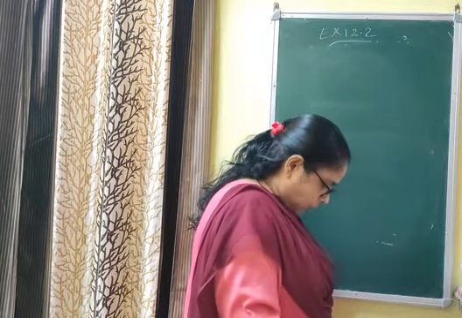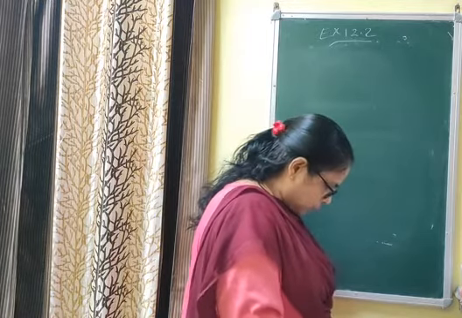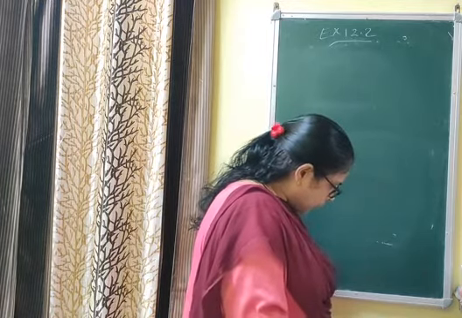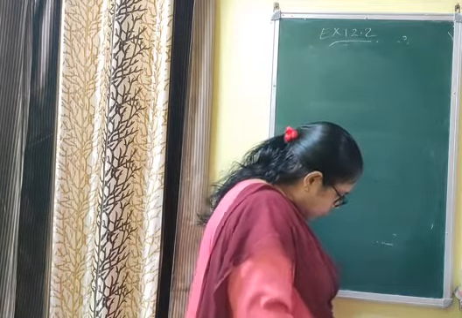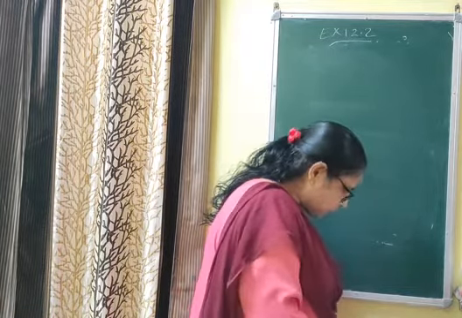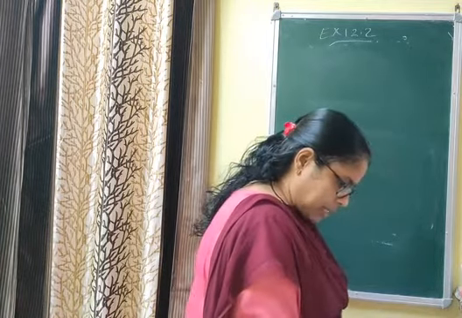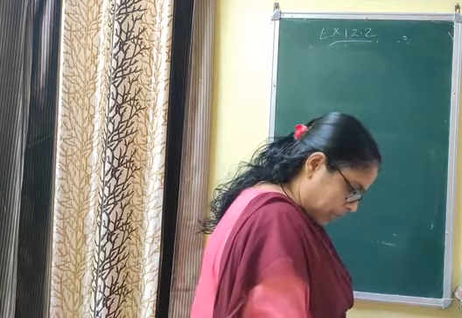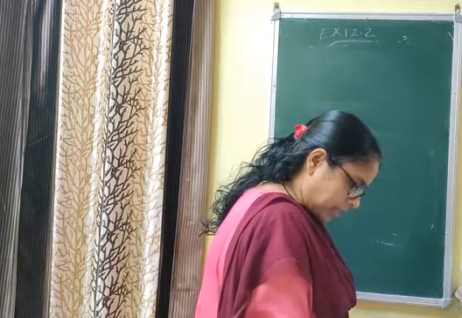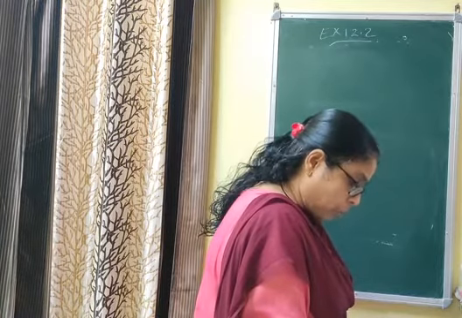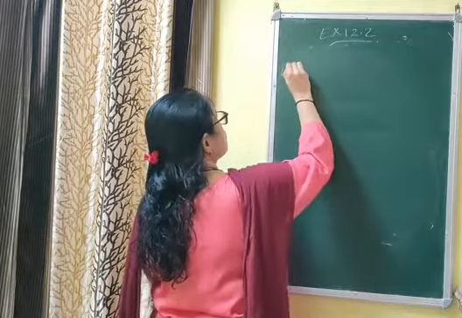Now I am reading the question. Question number 13 is, a round table cover has 6 equal designs as shown in the figure. The radius of the cover is 28 centimeter. Find the cost of making the designs at the rate of rupees 0.35 per centimeter square. You are given a cover table. This is question number 13.